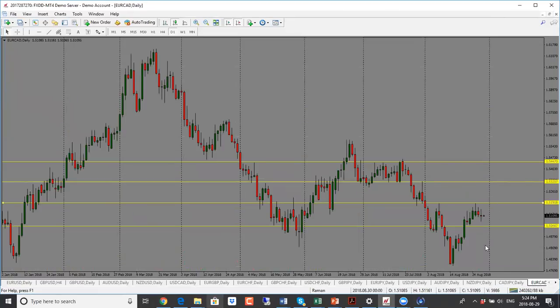Euro CAD here, very, very neutral close for the day. So price is just going sideways at the moment. We have pins on both sides, small candle body. So overall bias is neutral to bearish for this one. And at this point, it could come down to the bottom of this range here, 1.5050. That's where I would be looking. So bias is neutral to bearish for Euro CAD.